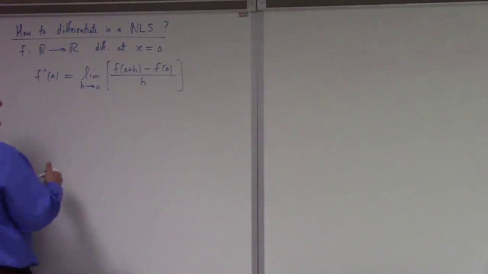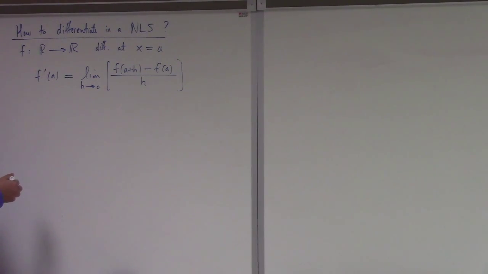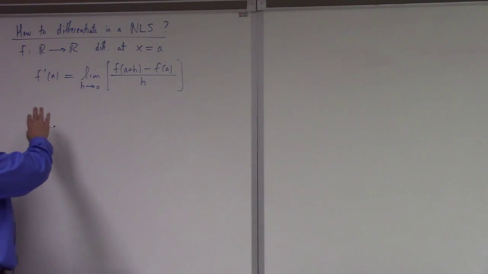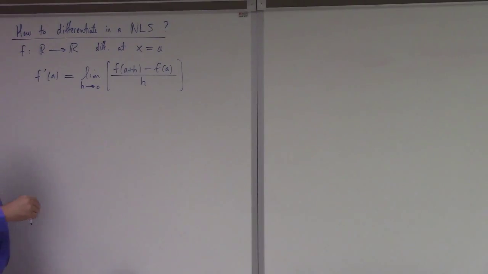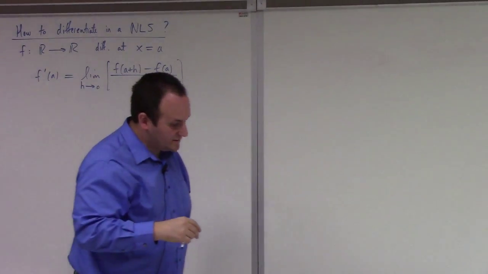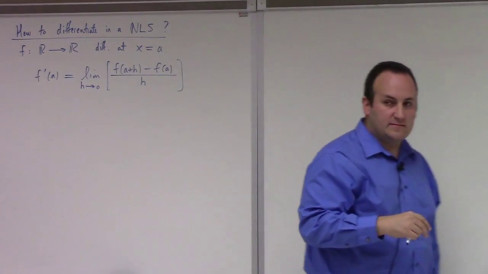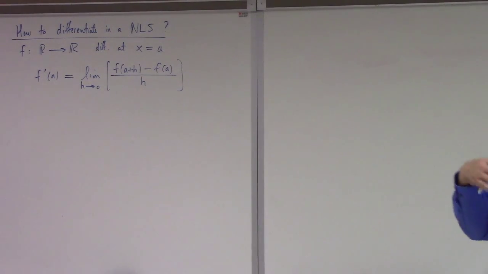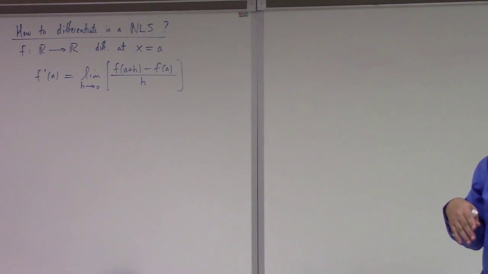Now, what I will say is that basically this is the best approximation to the change in the function at a. And that's a different way of saying it's a slope. It's the best approximation to the change in the function.